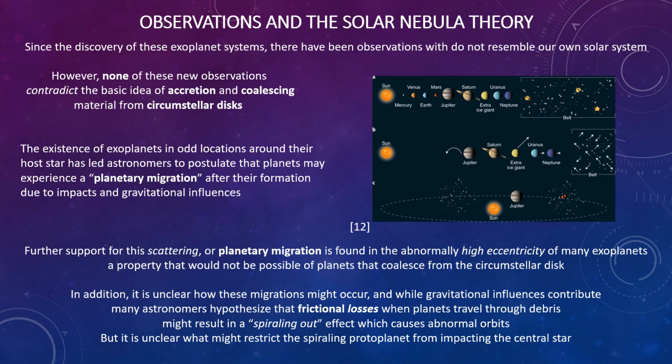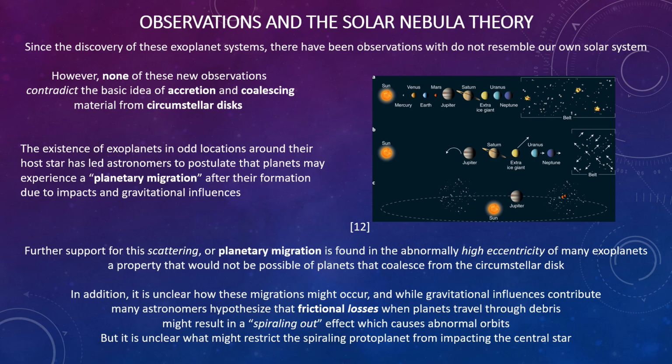We can see in this graphic that it's been suggested that if we had an extra ice giant planet in our solar system that experienced planetary migration, it might explain some of the properties of the Kuiper belt and the motions of planets in the outer solar system. But further support for scattering or planetary migration is found in the high eccentricity of many exoplanets. And this is a property not possible for planets that coalesce from circumstellar disks.